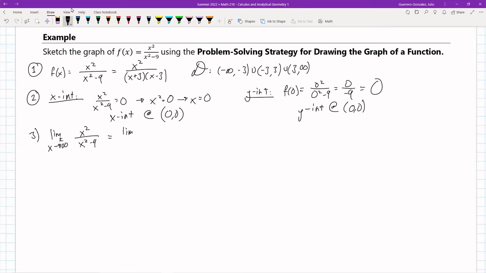So I'm going to divide by the highest power, right? Or multiply by its reciprocal as x approaches positive or negative infinity. So it's going to be x squared over x squared on top, divided by x squared minus 9 over x squared on the bottom. So this leads me to the limit as x approaches positive or negative infinity of 1 over 1 minus 9 over x squared.